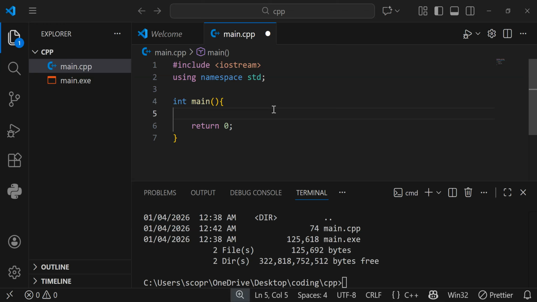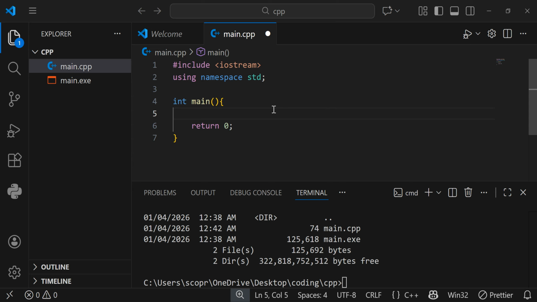In this part, we are going to learn about math functions in C++. Math functions help us perform advanced mathematical operations like square roots, powers, rounding numbers, absolute values, and more. And these functions are provided by the C math library. So before using any math function, we must include it.